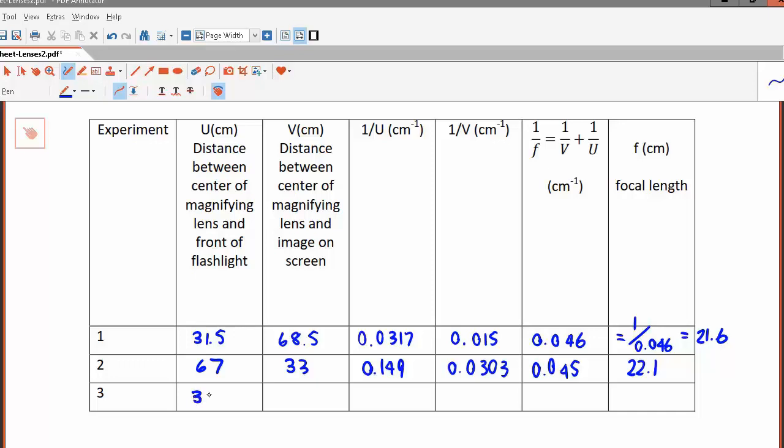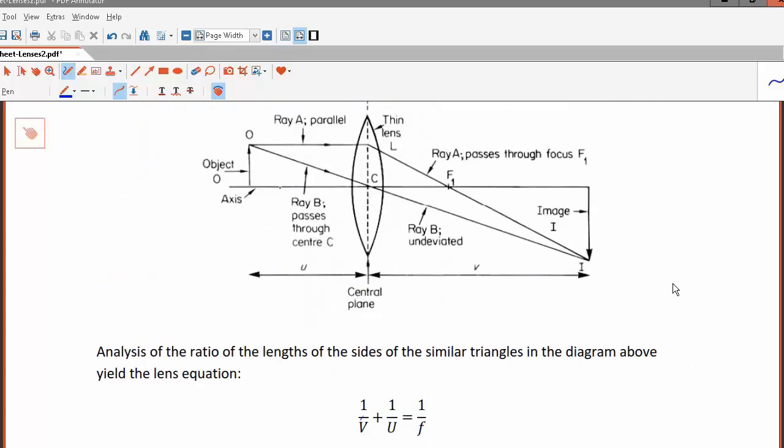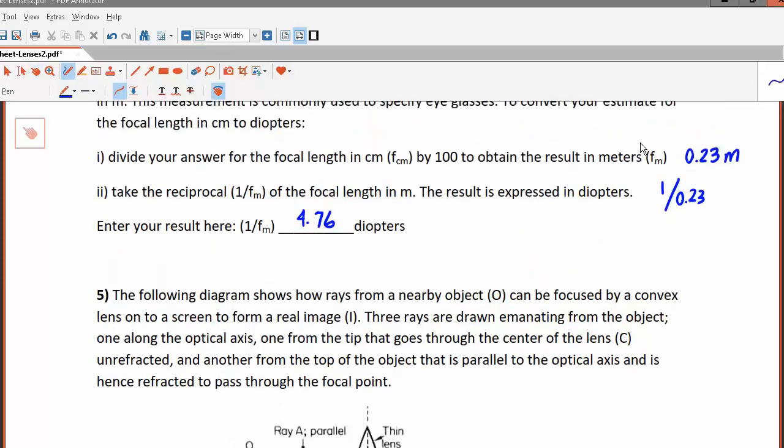Then my third attempt, I got the results 39.2 for U, 49.5 for V. 1 divided by 39.2 is equal to 0.0255. 1 divided by 49.5 is 0.0202. If I add these two quantities together, I get 0.046. And if I take the reciprocal, I get 21.6. So in my case, the results were very similar to the focal length obtained in the camera experiment, which was 23.